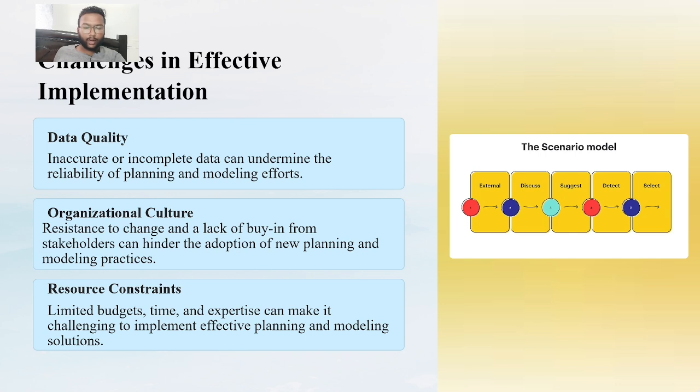Coming to challenges in effective implementation. Data quality: inaccurate or incomplete data can undermine the reliability of planning and modeling efforts. Organizational culture: resistance to change and lack of buy in from stakeholders can hinder the adoption of new planning and modeling practices. Resource constraints: limited budget, time and expertise can make it challenging to implement effective modeling and solutions.